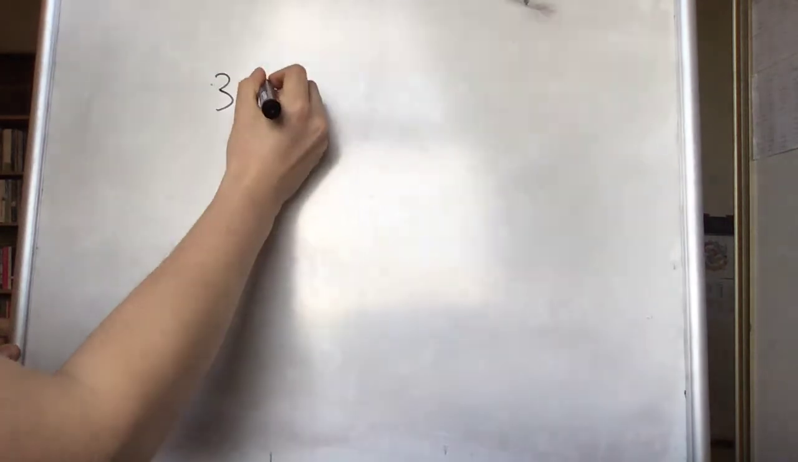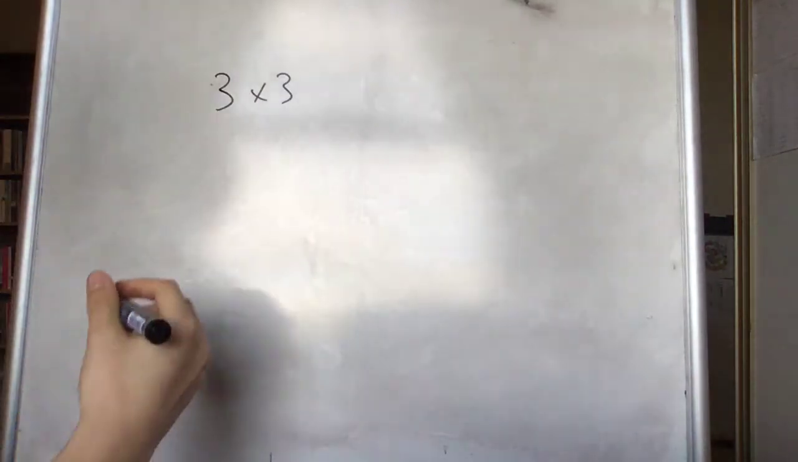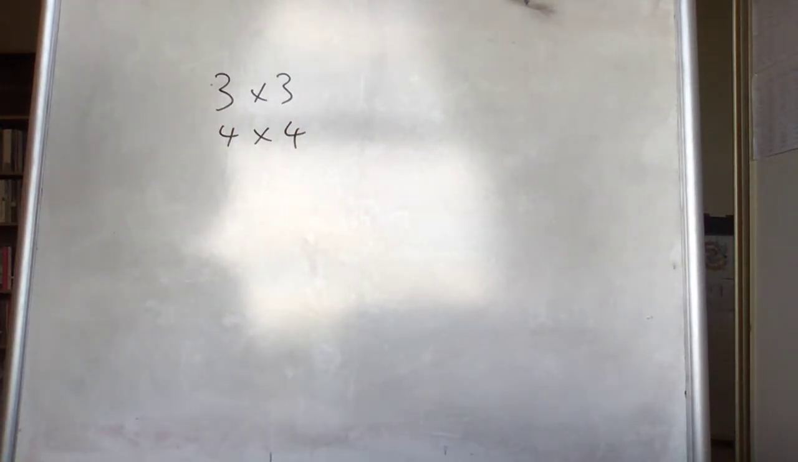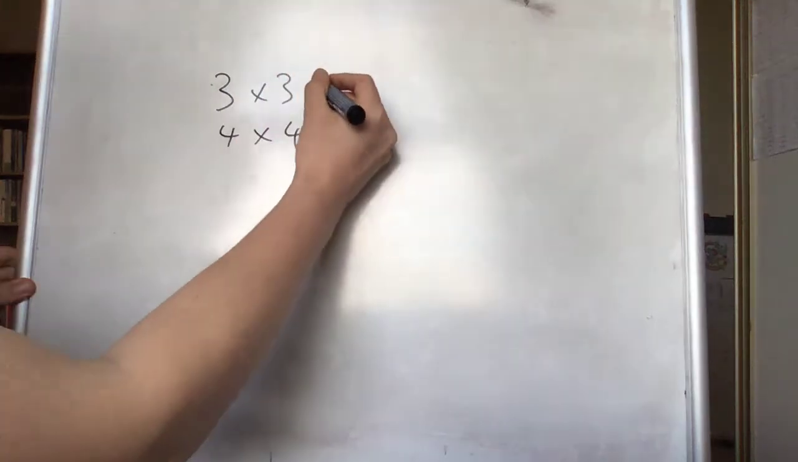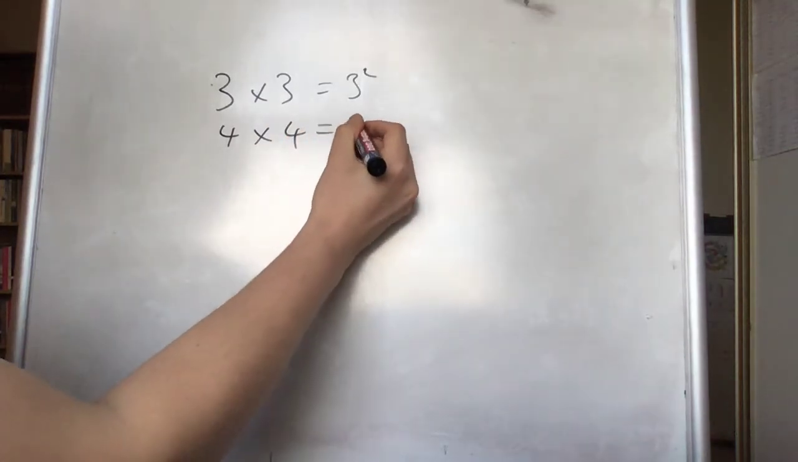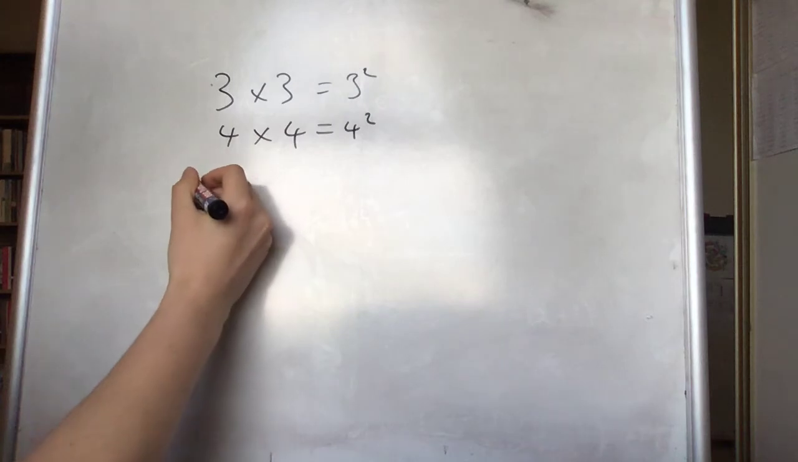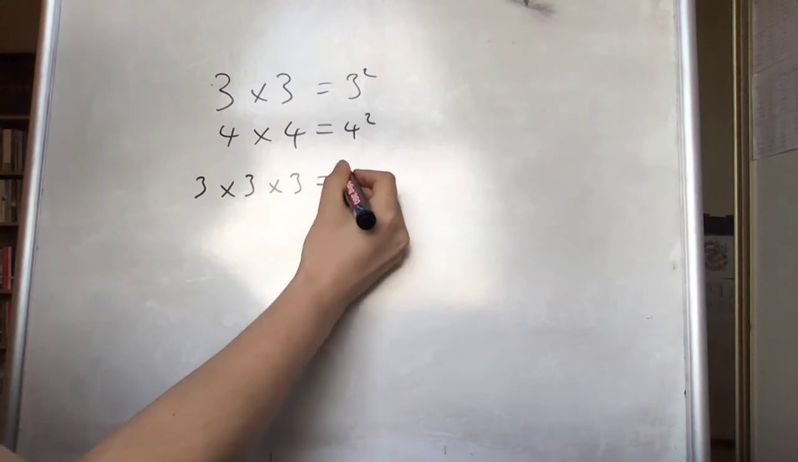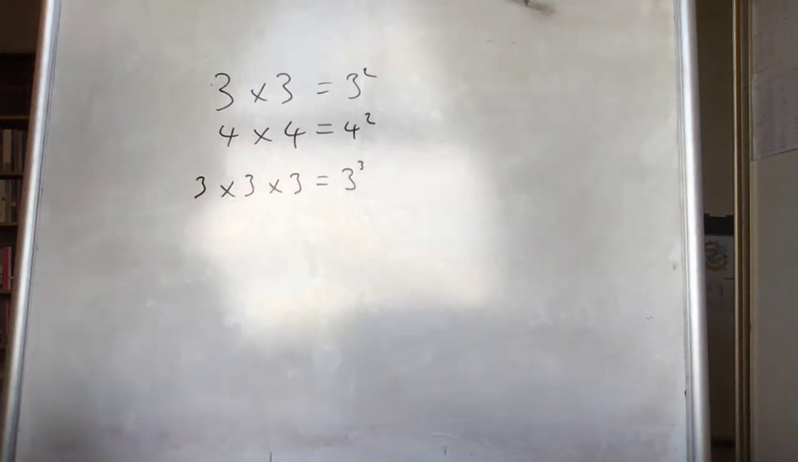Whenever we multiply a number by itself, for example, 3 multiplied by 3 or 4 multiplied by 4, it is possible to rewrite that using index notation. For example, 3 multiplied by 3 can be written as 3 squared, and 4 multiplied by 4 can be written as 4 squared. But if we had, let's say, 3 multiplied by 3 multiplied by 3, we could write that as 3 to the power of 3, or 3 cubed.